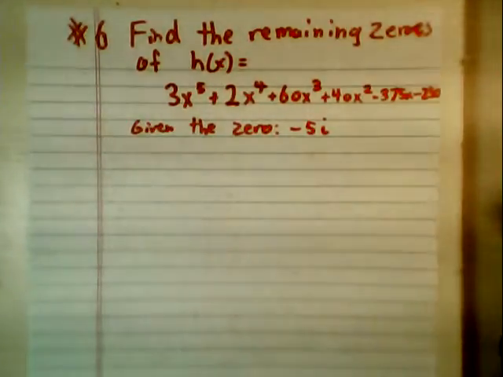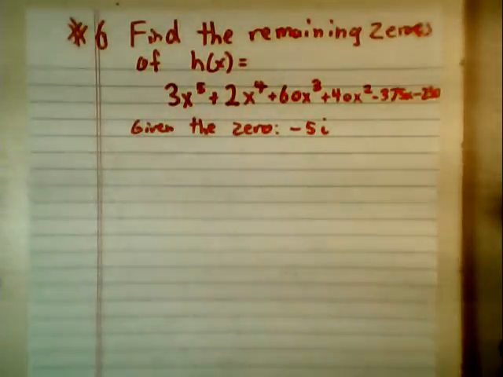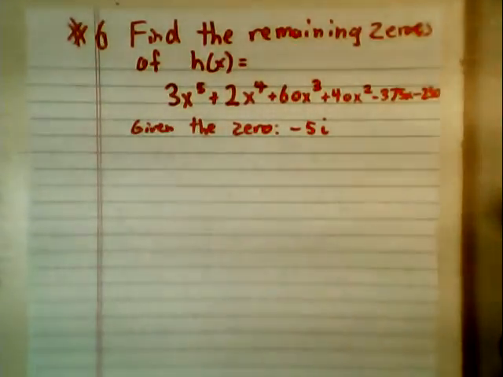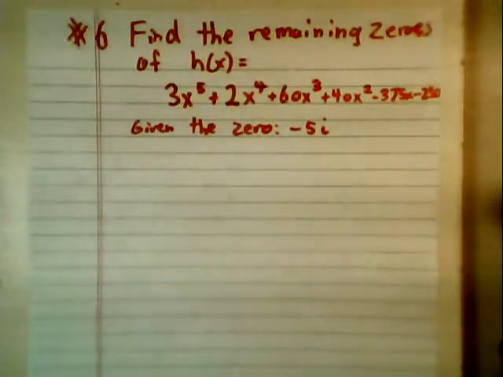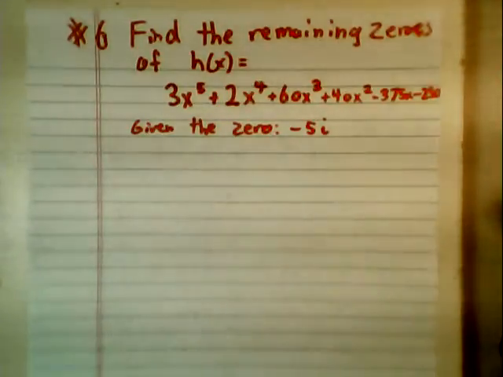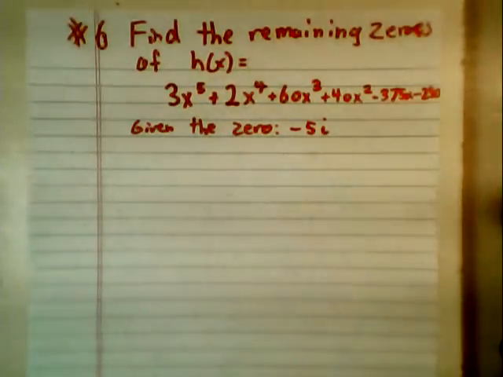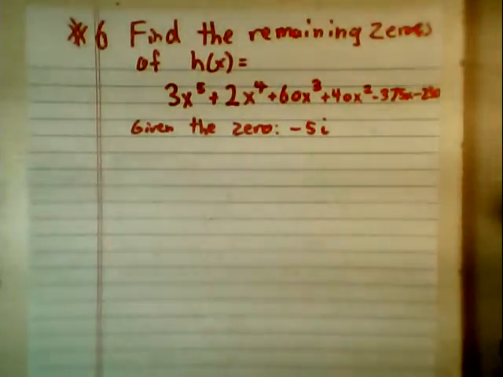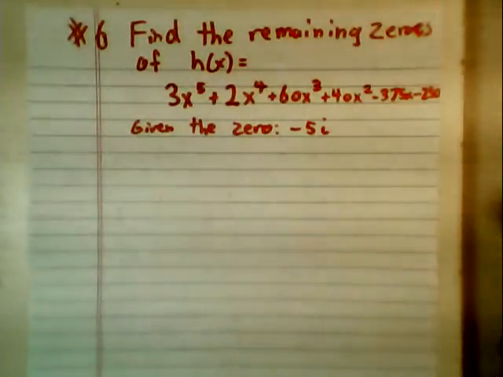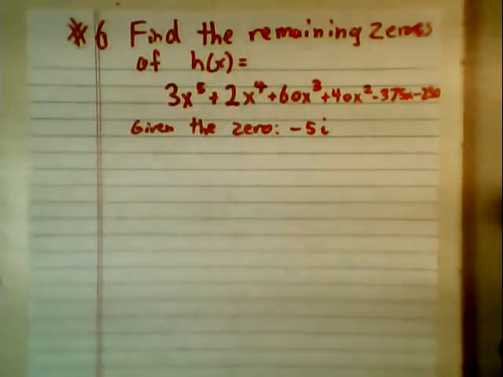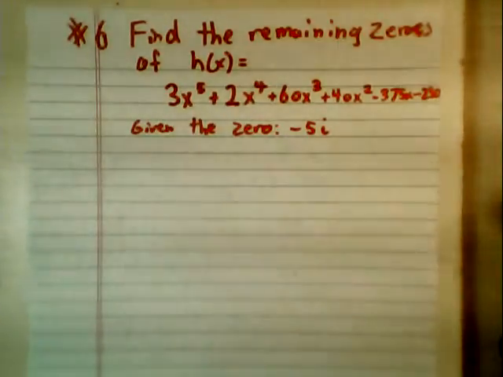On problem number 6, it says to use the given 0 to find the remaining zeros of the function. So it gives us the function h of x, which equals 3x to the 5th plus 2x to the 4th plus 60x to the 3rd plus 40x squared minus 375x minus 250. And it gives us the 0, negative 5i.